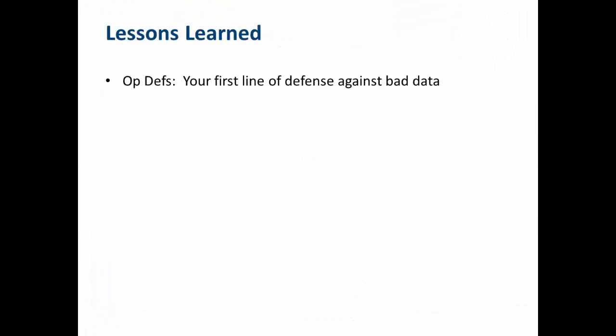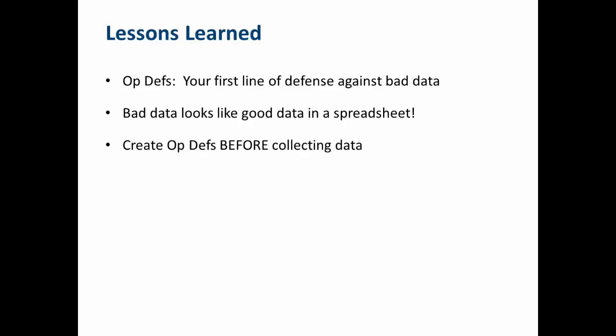Lessons learned about operational definitions over the years include this. Number one, you've got to have them. You've got to have them for every X and every Y. It doesn't matter whether you're counting things or measuring things. Every one of the X and Y variables in your study needs an operational definition. Why? Absolutely bad, corrupt, bogus, evil, unusable data looks exactly like pristine, wonderful, usable data once you get it into a spreadsheet. You can't tell the difference. I can't tell the difference. This OpDef is your first line of defense against getting bad data.